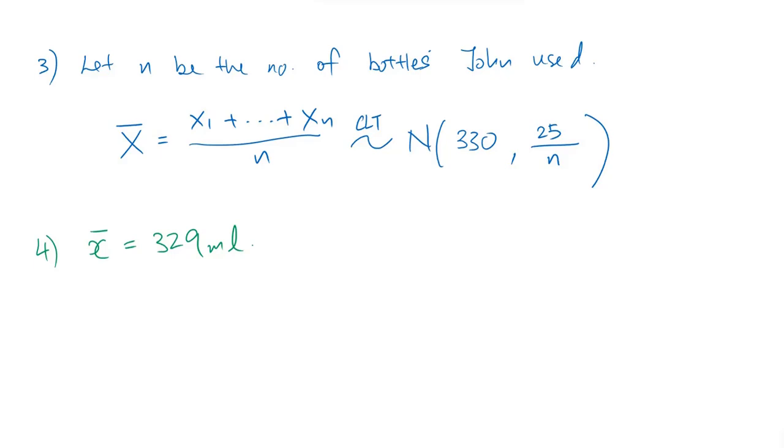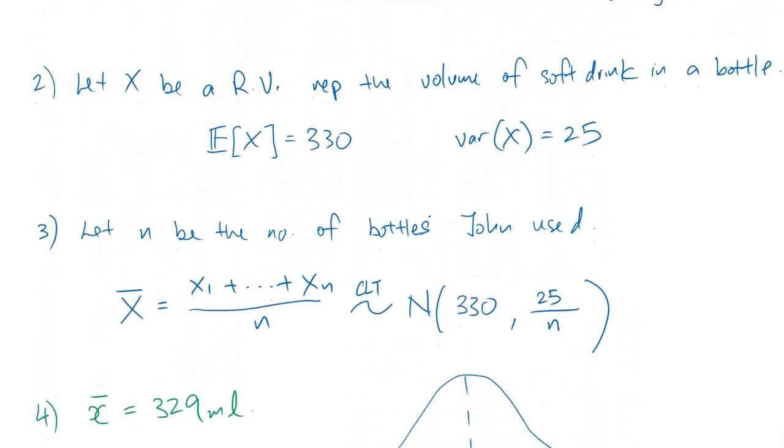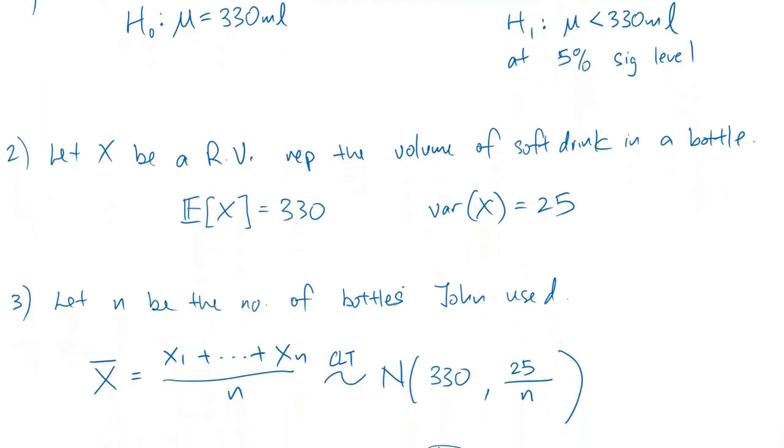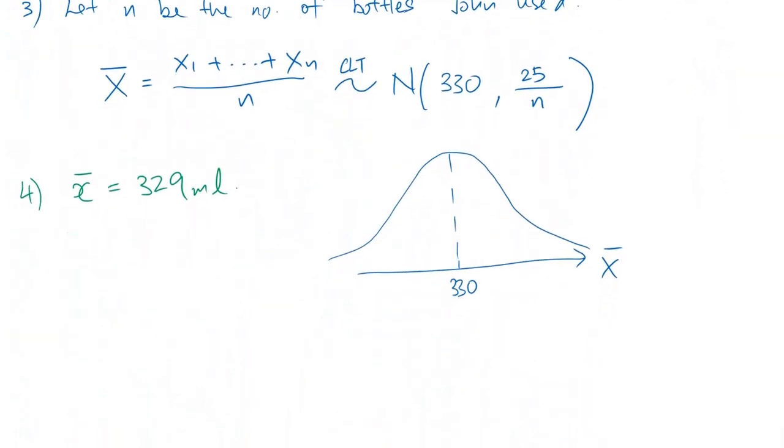understand how things are, and to understand if we were to reject or not reject, what are we supposed to conclude, right? So let me sketch first. Okay. So you have a bell curve. Your mean is 330. And this is supposed to be a left tail test, right? Because the alternative hypothesis is less than. Okay, so less than.